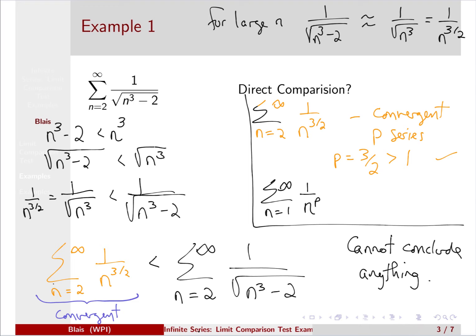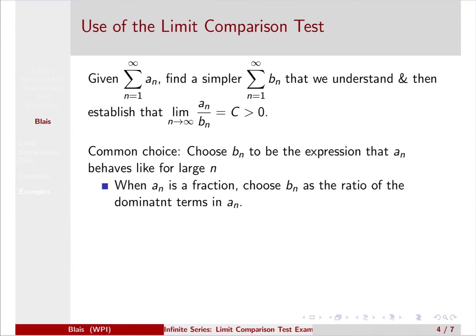But what does this mean? We still intuitively know this thing is going to converge because of our argument here, but we can't use a direct comparison for it. We can use the limit comparison, and that's the sense in which the limit comparison is a bit more robust than a direct comparison. And this is how we use the limit comparison test. Given your sum of the a_n, find a simpler sum of b_n that we understand. By understand, we mean we know it either converges or diverges.